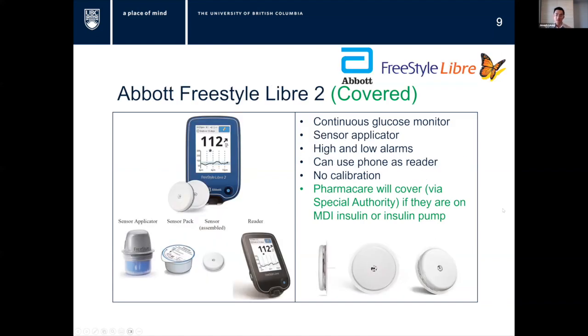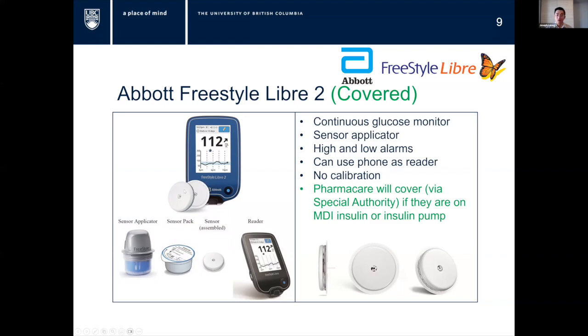Next up is the Freestyle Libre 2. This one can be covered by special authority as well, as I mentioned. There is this sensor applicator over here. There are high and low alarms. You can use the phone as a reader, or you can also use one of these reader devices if a patient prefers. For the Freestyle Libre 1, which was just a flash glucose monitor, the reader has this black color, whereas if you see a blue reader like this, it is the reader for the Freestyle Libre 2.